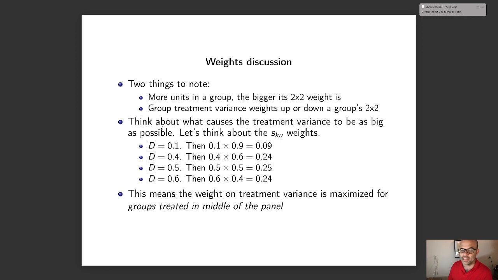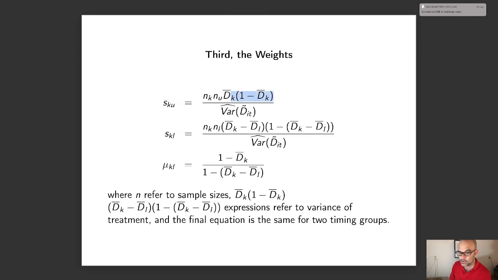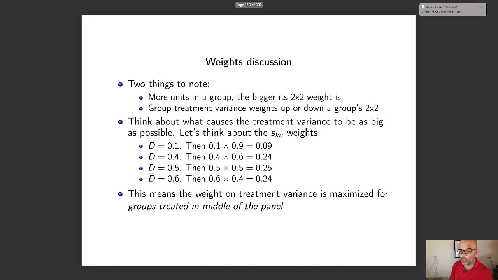Okay, so let's think about what causes treatment variance to be as big as possible, because actually, it is going to reach a max. So let's say Montana, D bar 0.1. 0.1 times 0.9. The reason I'm doing that multiplication is for this right here. Okay, 0.1 times 0.9. That's 0.09.